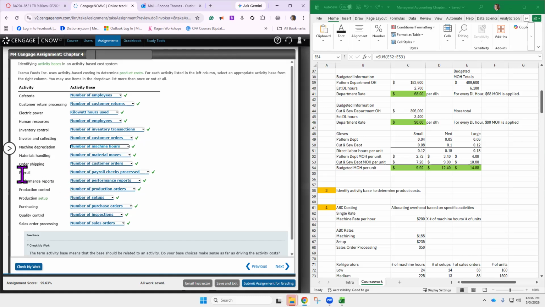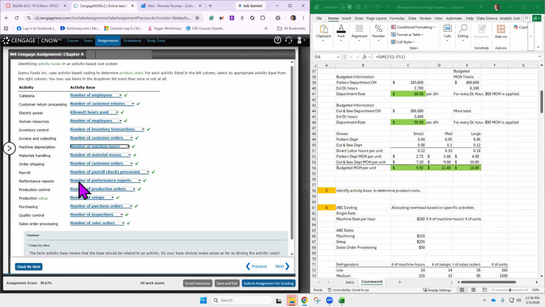How about payroll? Now, payroll is usually part of human resources, but payroll costs are going to be driven by the number of payroll checks processed. So the reason why the employee number doesn't work is some employees are only paid monthly. Maybe other employees are paid weekly. I can't imagine anybody being paid daily, but I guess it could happen. But so the better number is how many payroll checks are processed at a time.